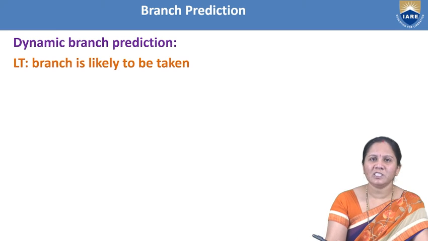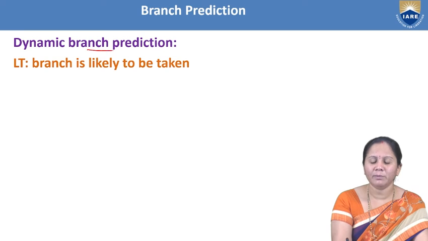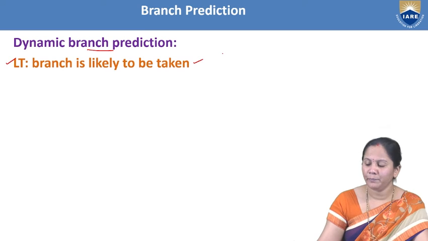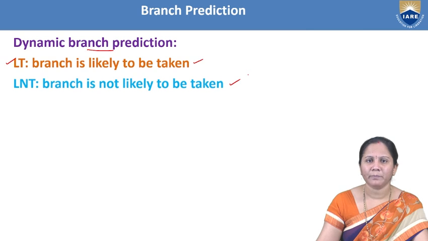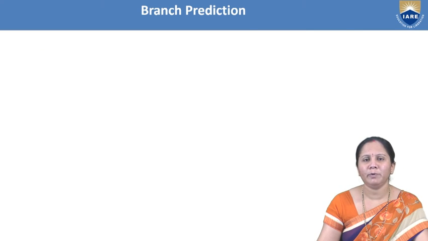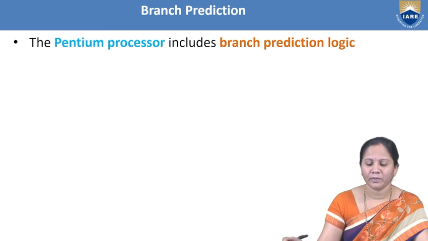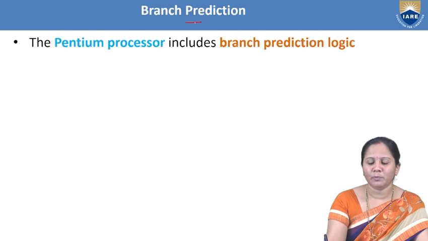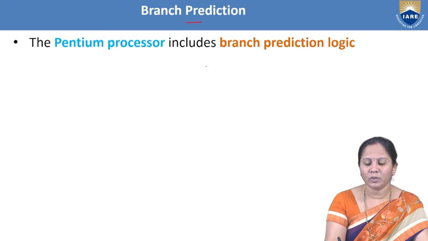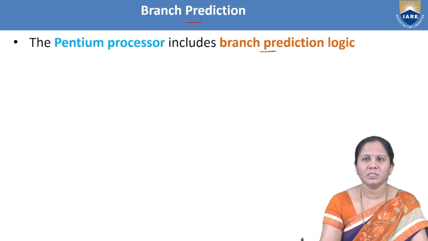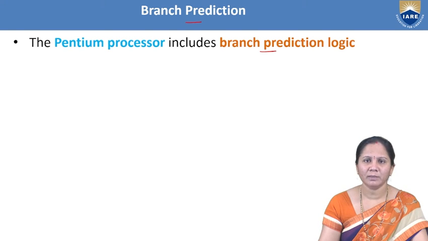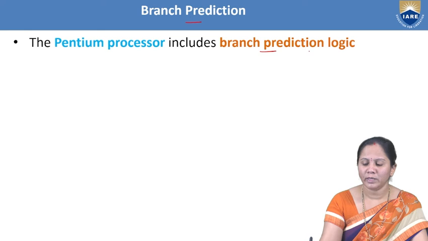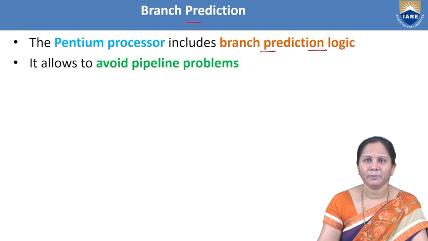As we have seen in the previous example of dynamic branch prediction, the LT bit stands for the branch is likely to be taken and LNT stands for the branch is not likely to be taken. That is how the branch prediction technique operates. The Pentium processor supports this branch prediction technique. The Pentium processor includes this branch prediction logic because it has a 2-level pipeline mechanism, which has to be maintained properly.